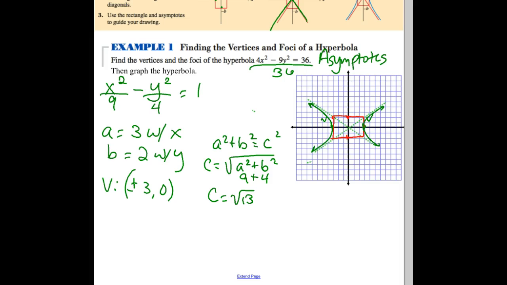All right, so our foci are going to be about here. Not quite to the 4 mark. How would we label the coordinates of those? Yes. Okay.